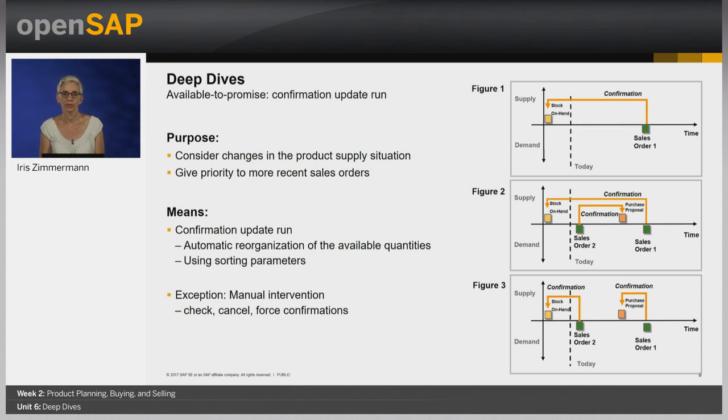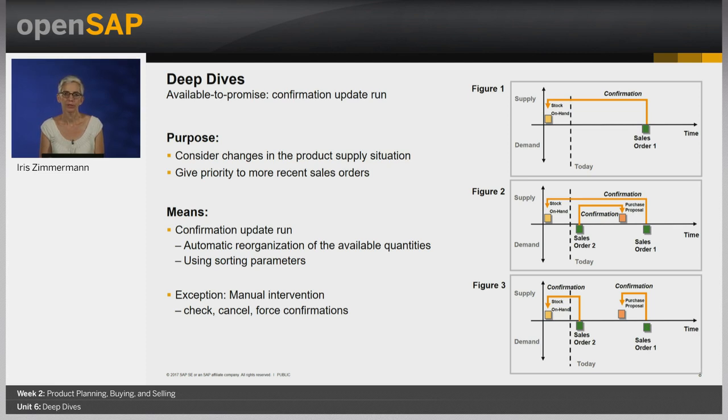The first sales order confirms against the stock in Figure 1. In Figure 2, you see the second sales order, which has an earlier requested date. It is confirmed against the purchase proposal, which was created meanwhile and which is scheduled after the requested customer date. It's a first-come, first-served approach. Through a better organization, both sales orders could get their requested quantities in time.